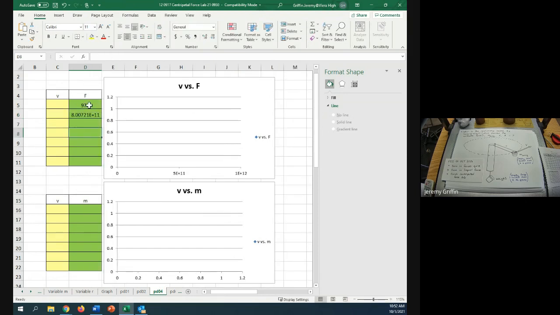Whoa, what's going on here? Let's try it again. Okay, so 800, 720, 610, 530, 40, and 300 millinewtons. All right, now the corresponding speeds.